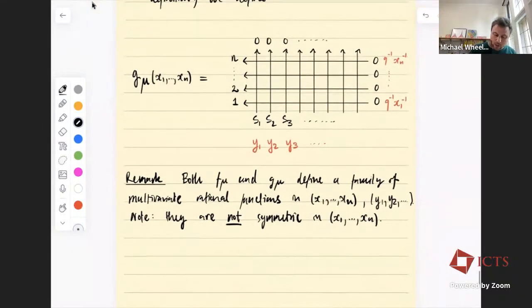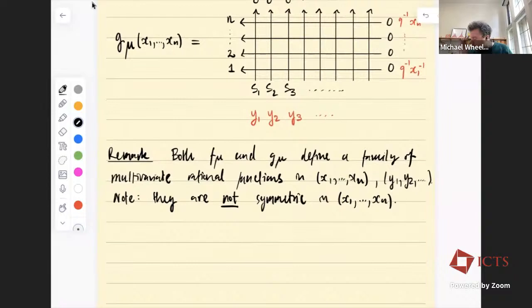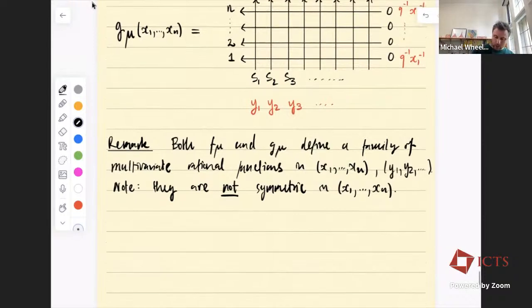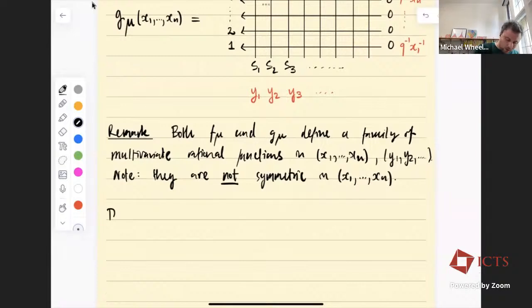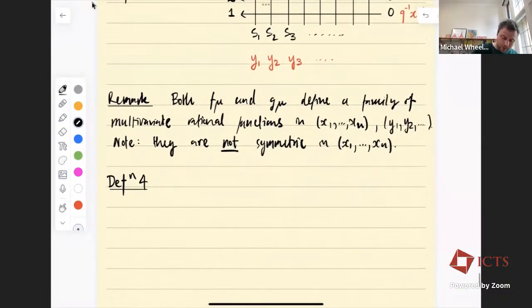Okay. So we're going to see a lot more about these functions and why it's interesting to consider them in the first place. But before I do that, I wanted to define one more function, which is also going to play a role in what we do. And unlike the previous two, this one is actually going to be a symmetric function. So the setup is very similar. So again, fix an integer n greater than or equal to 1.